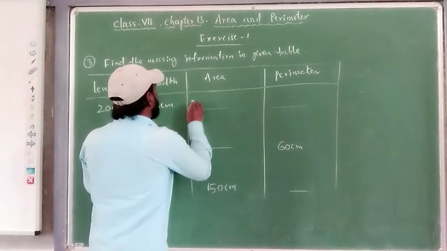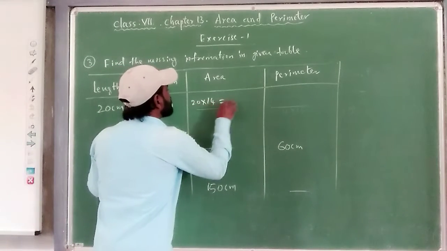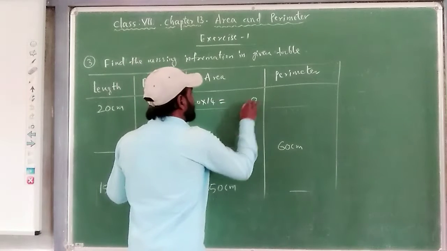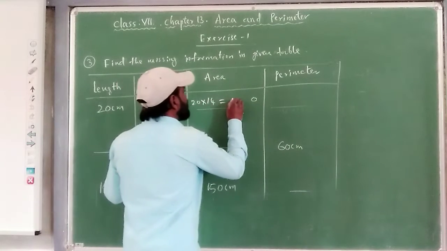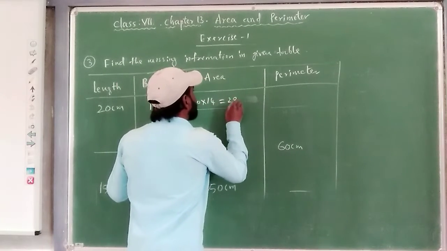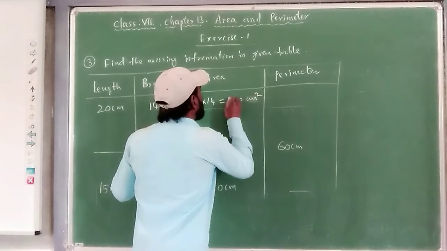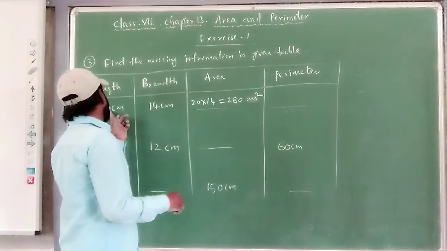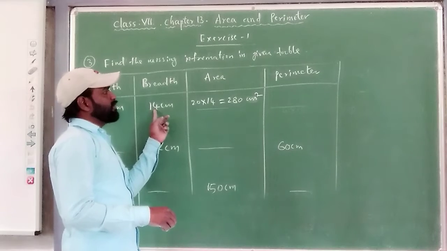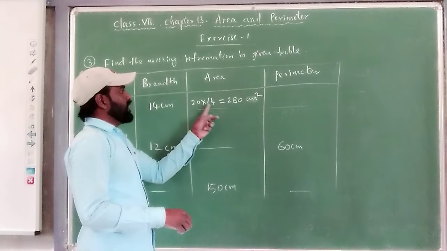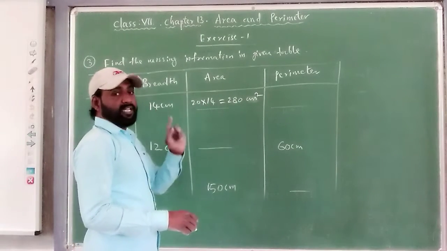Centimeter. So 20 into 14, just multiply. Here 0 as it is. 2 into 14 it is 28. So 280 centimeter square. Length into breadth. So length is 20 centimeters, breadth is 14 centimeters. Length into breadth, 20 into 14, 280 centimeters square.